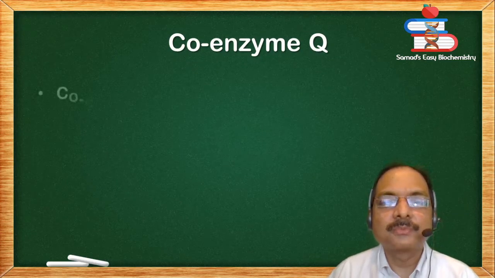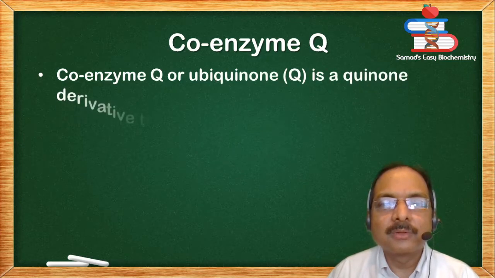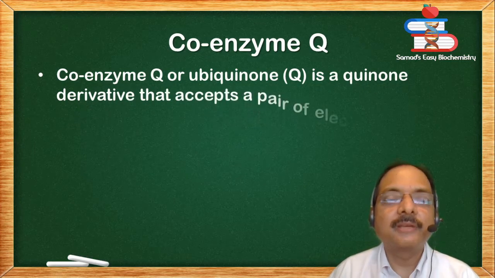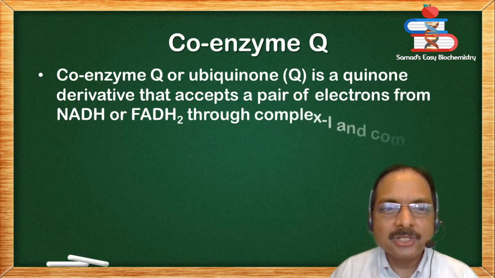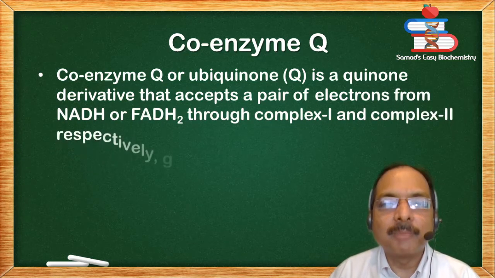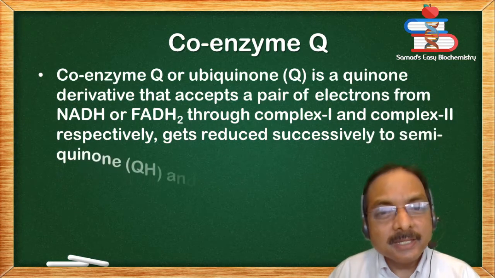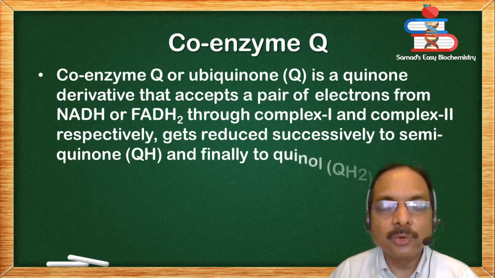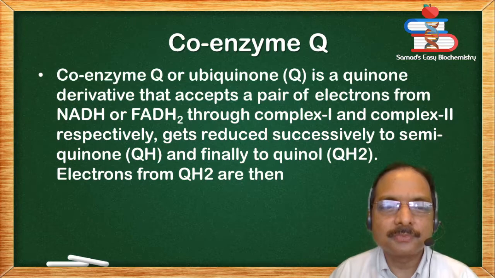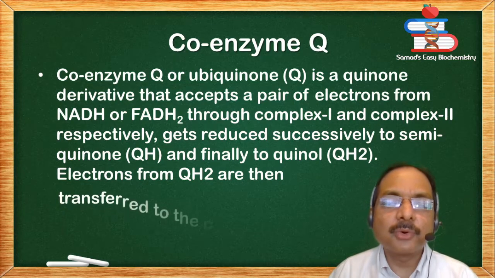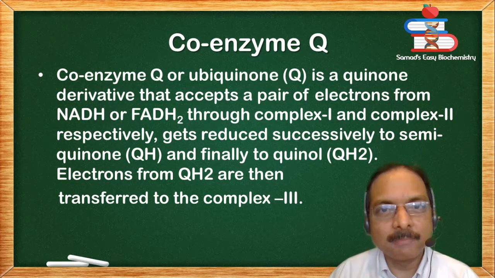Coenzyme Q. Coenzyme Q or ubiquinone is a quinone derivative that accepts a pair of electrons from NADH or FADH2 through complex 1 and complex 2, respectively. It gets reduced successively to semiquinone QH and finally to quinol QH2. Electrons from QH2, that is quinol, are then transferred to complex 3.